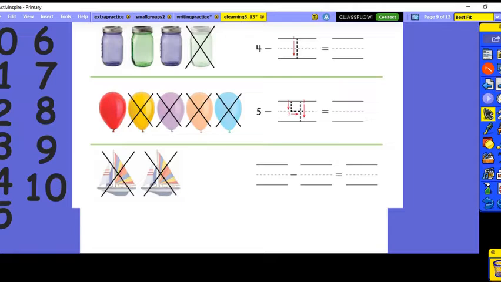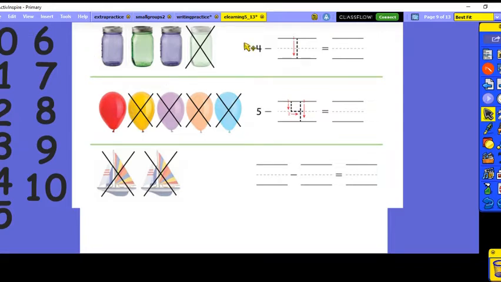Okay, we've got some subtraction to do. So what we'll do is we'll start with the total. We'll take away however many they crossed out to get the difference. When we subtract, our answer gets smaller. The answer when we subtract is called the difference.